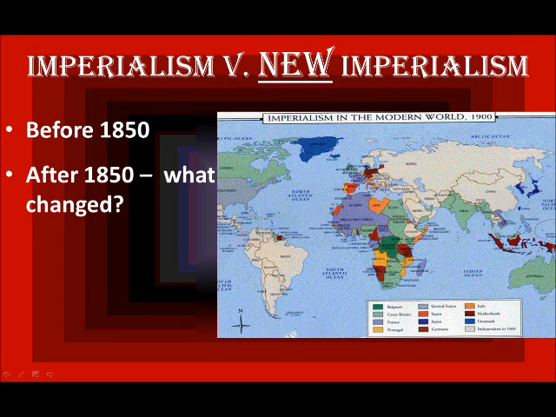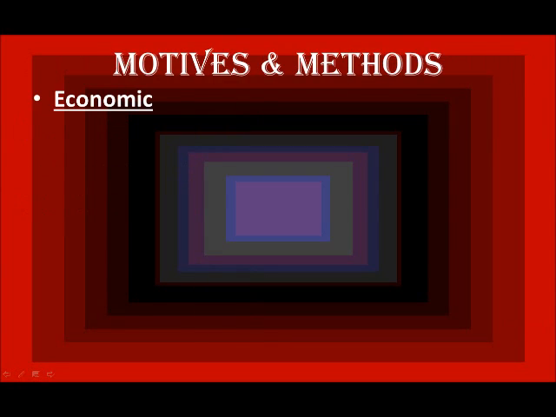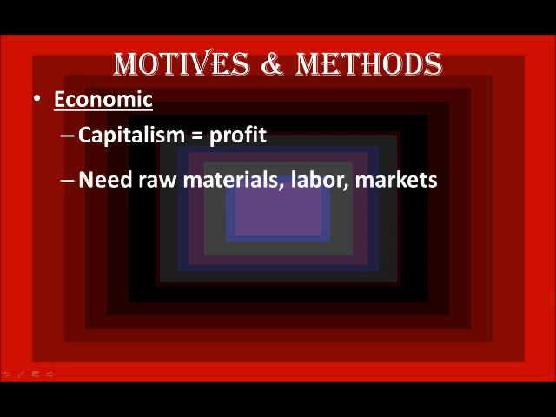So why do these European countries go to these new locations? What is motivating them? We're going to look at 5 different motives for why European countries go to other parts of the globe. First is economic. This comes straight out of the Industrial Revolution and the need and the desire for cash. We talked about social mobility and class consciousness and demonstrating your wealth. In order to do that, though, you need the raw materials.